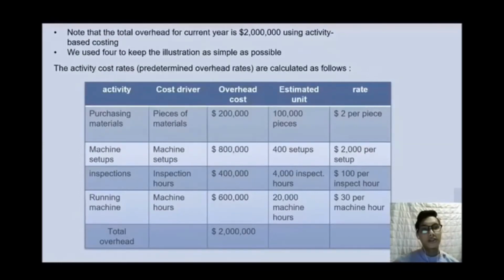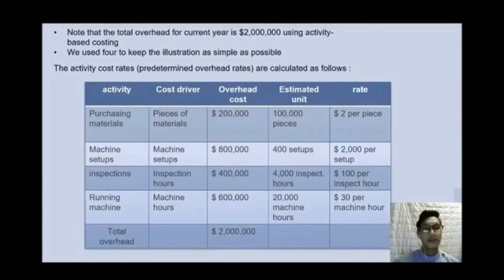This is an example of how we calculate the activity cost rate using the ABC method. Firstly, we need to know the activity basis and cost driver for each activity: for purchasing material, pieces of material; for machine setup, number of setups; for inspection, inspection hours; and for running machines, machine hours. So how do we calculate their rate? First, we need to know the formula. The formula is estimated overhead cost divided by estimated units.